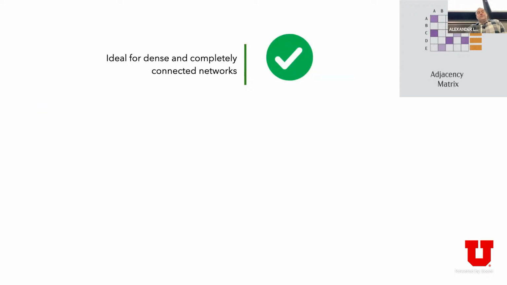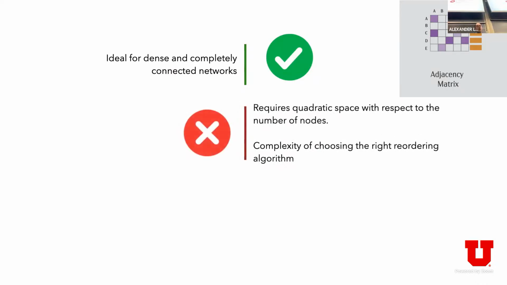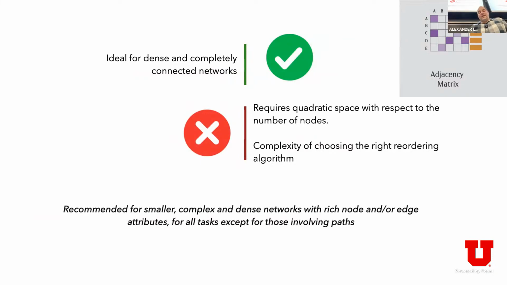So adjacency matrices with tables are ideal for dense and completely connected networks, but they require quadratic space, as we mentioned already, and it's hard to choose the right reordering algorithm in practice. This is recommended for smaller, complex, and dense networks with rich node and/or edge attributes for all tasks, of course, except for those involving paths.